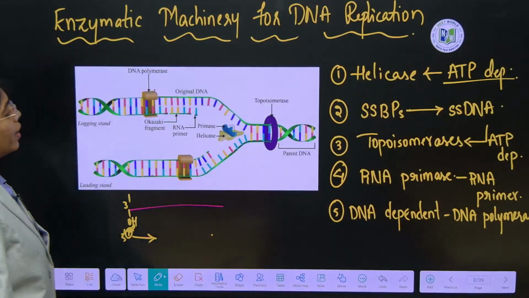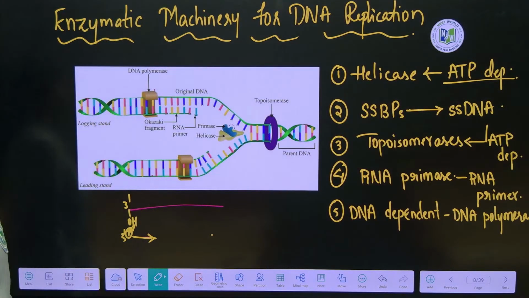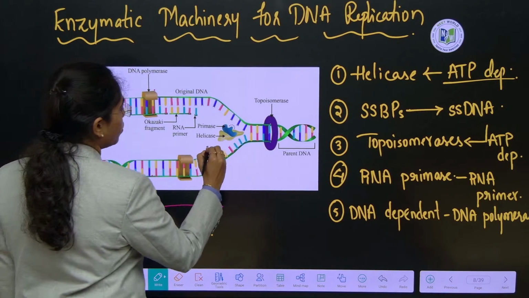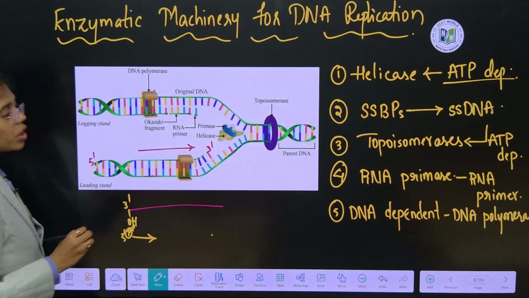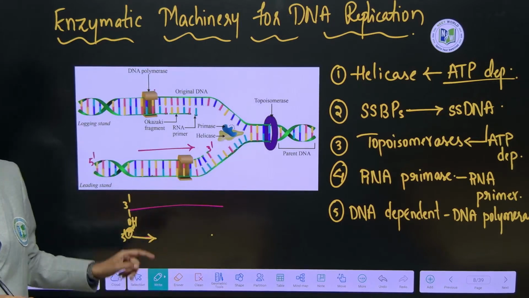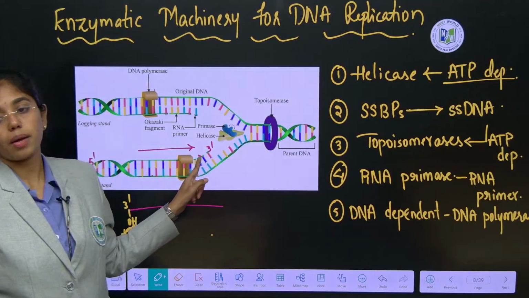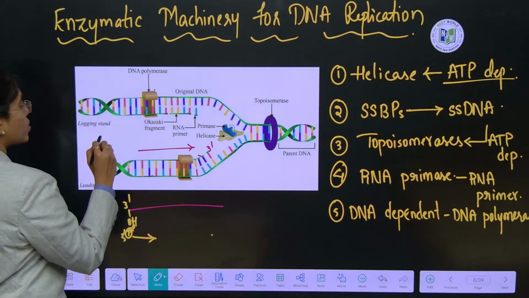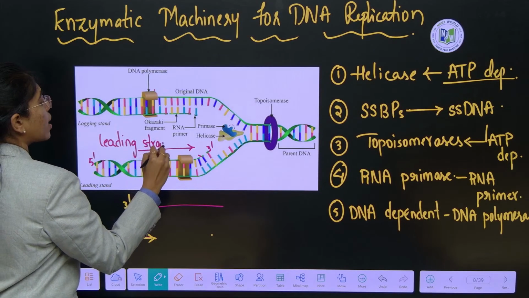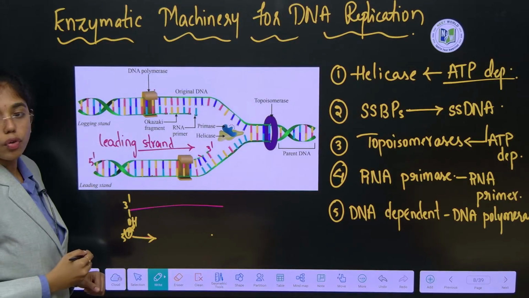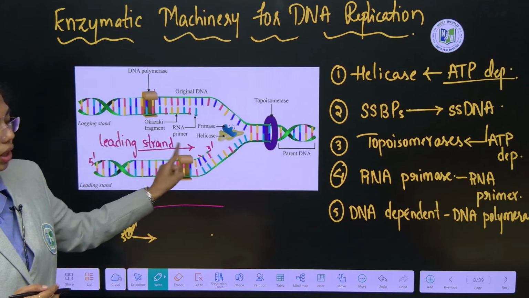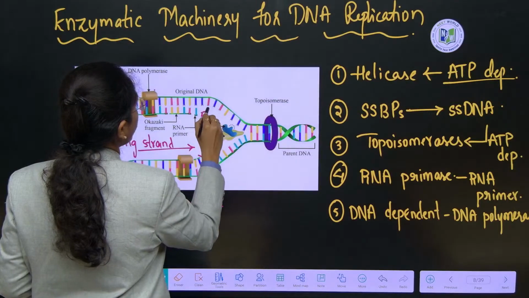Clear? Here we go. So, two template strands are present. Let us suppose here you see 5 prime to 3 prime. By the helicase activity, a replication fork is formed, right? So, the new strand which is synthesized towards the replication fork is known as the leading strand. This is known as the leading strand. And the strand which is synthesized away from the replication fork is known as the lagging strand. But synthesis always takes place from 5 prime to 3 prime. Here also it is from 5 prime to 3 prime.